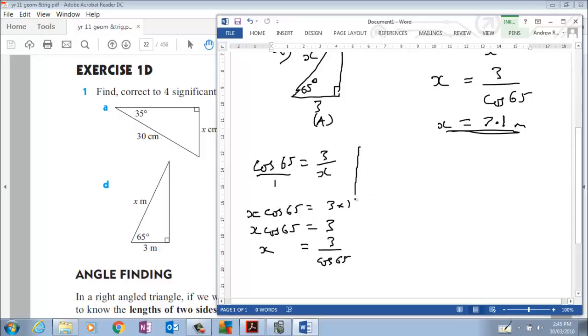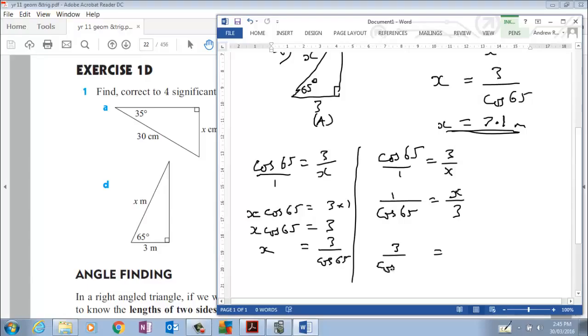Alternatively, you could flip the left and flip the right. So starting off again with it over 1, we're going to flip the left, so that's 1 on cos 65 equals x on 3. And now we can just times 3 because we want to get x by itself. Opposite divide 3 is times 3, so you're going to end up with 3 cos 65.